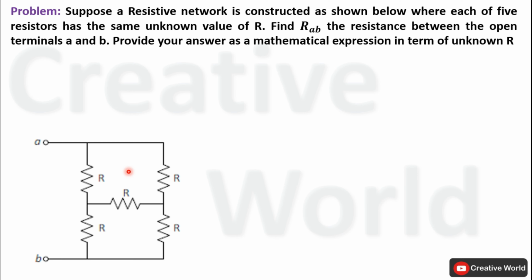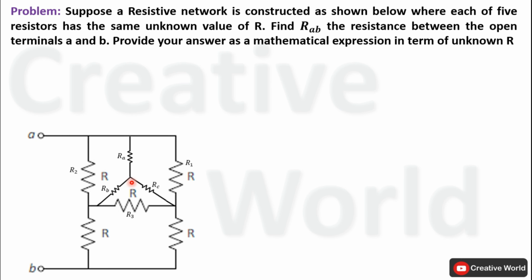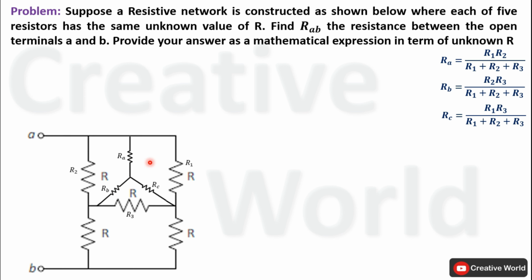So first of all, in order to solve this problem, if we observe, this is a delta connection. In order to find the equivalent resistance of this network, we have to convert this delta connection into star connection by placing a star connection inside this delta connection, and we will use these three equations to find equivalent resistances in star connection of this delta connection. Ra will be equal to the product of R1 and R2 divided by the sum of these three resistances. So first of all, we will try to find out Ra.